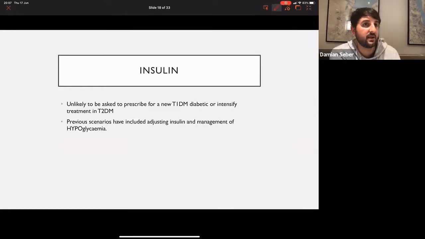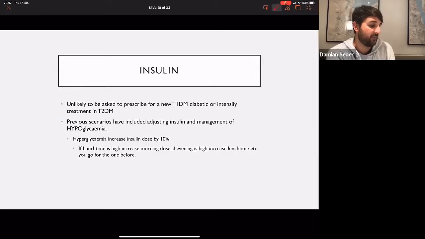Previous scenarios that always come up are adjusting insulin. So you've been given a load of blood glucose levels. One of them's too high, one of them's too low. What do you do? Hyperglycemia comes up a lot, more than DKA. DKA will come up in your written exams, whereas hypoglycemia will come up in your OSCE.